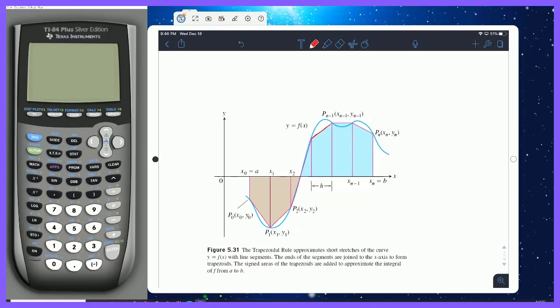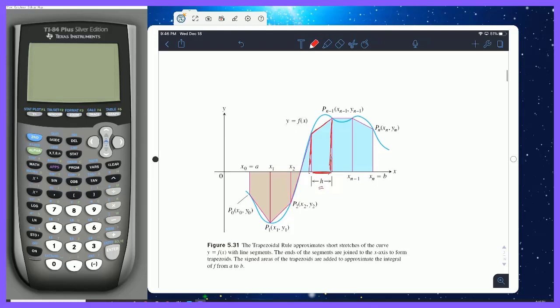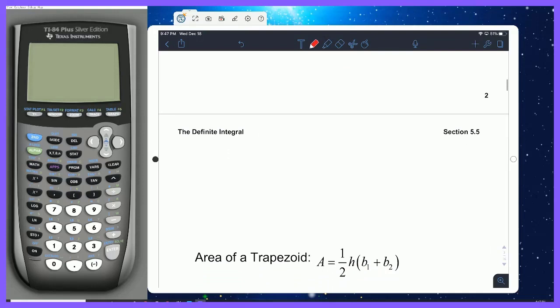Now trapezoids have a couple of different dimensions we need to be concerned with. We have what's known as the height of the trapezoid, and then we have these lines right here, which are known as the bases. If you ever have a hard time determining the difference between the height and the base of a trapezoid, the bases are always parallel to one another. So the area of a trapezoid formula is equal to 1/2 times the height times the sum of the bases.